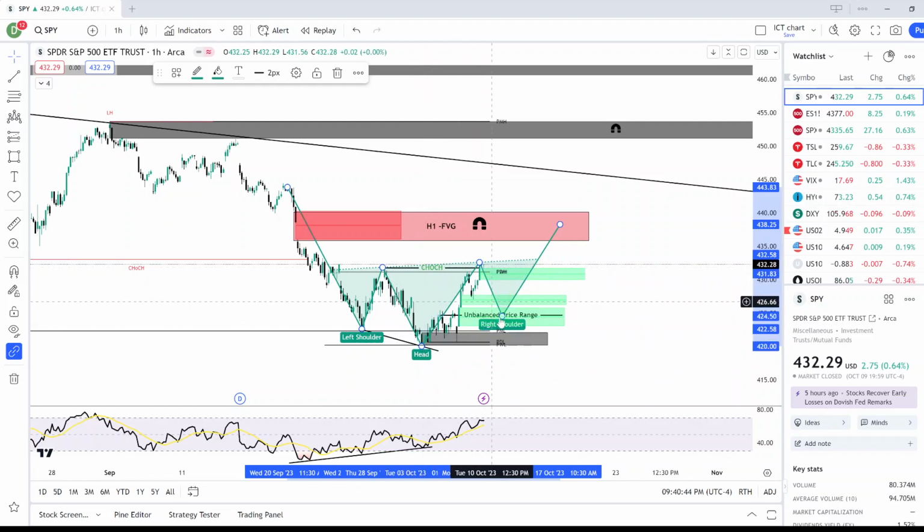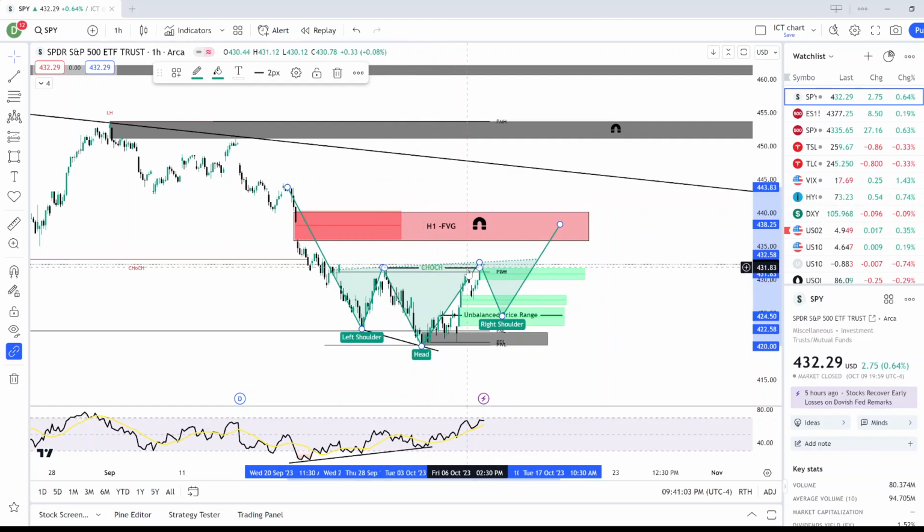So do we see this inverted head and shoulders play out, come back into one of these fair value gaps? Possibly. But it doesn't have to play out. We could straight up head into the above bearish fair value gap and then come back down and then test this trend line. So we'll be watching to see if this plays out.